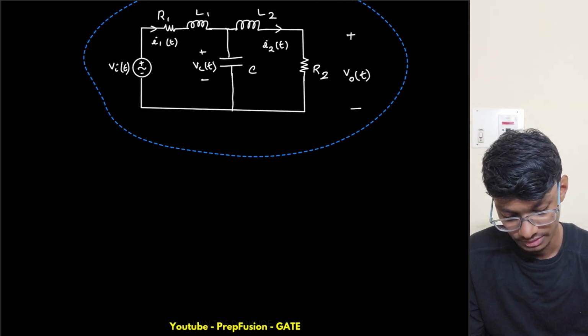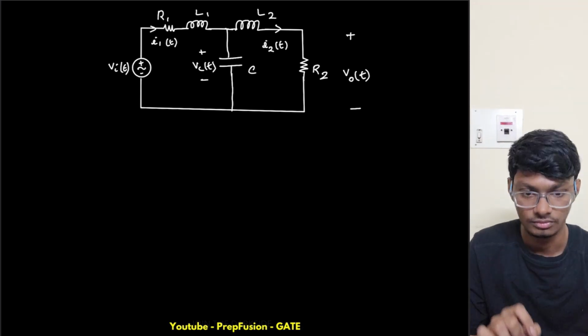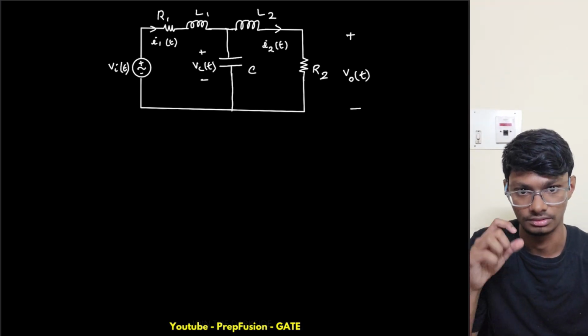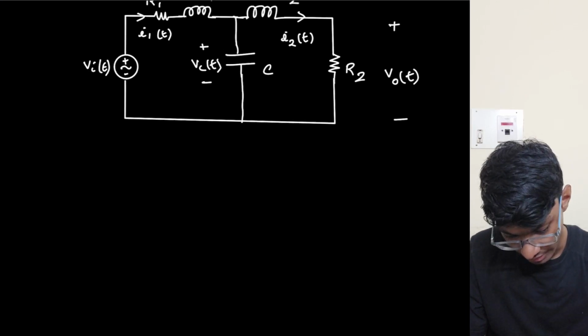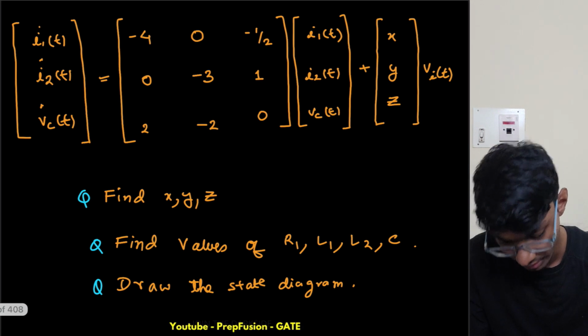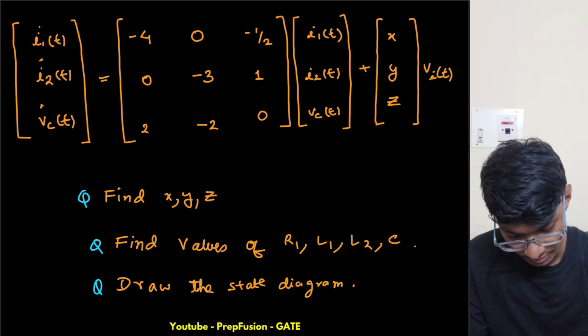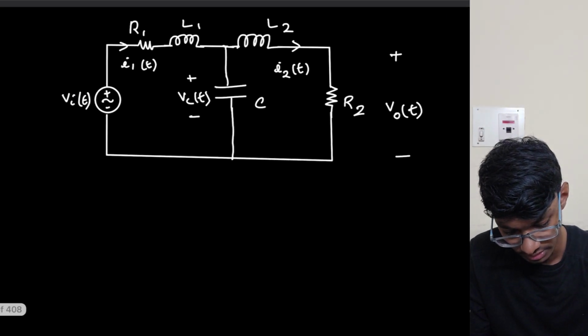What is the second thing to keep in mind? We have to write in the circuit the different currents and voltages. This I1 is IL1 only. I have written it as I1 only, so this I1 is IL1. Now VC is this one only. All these are marked already in this circuit.